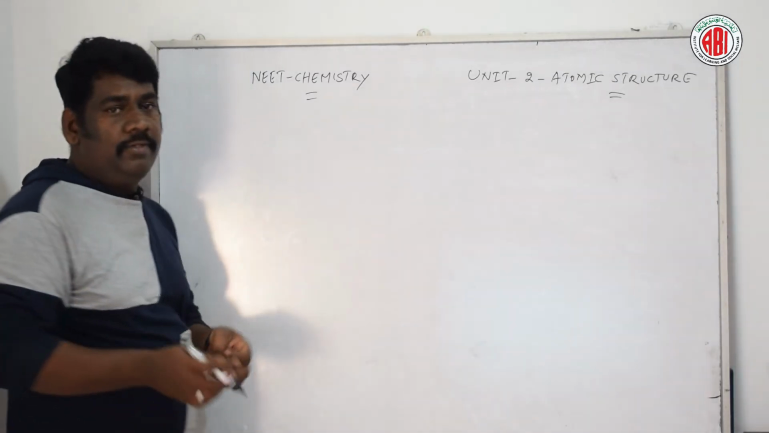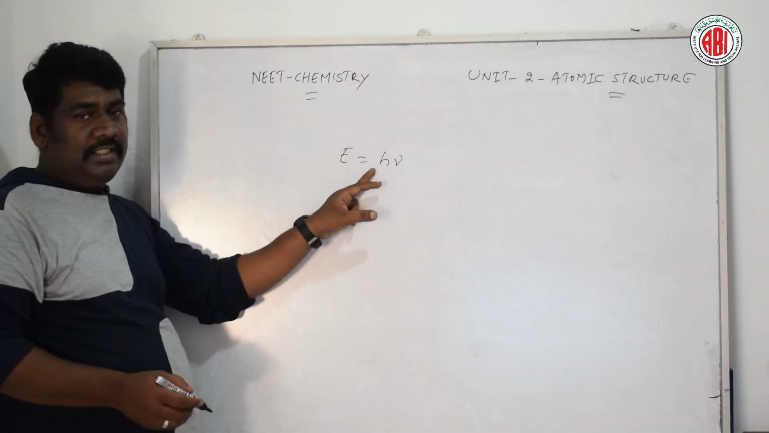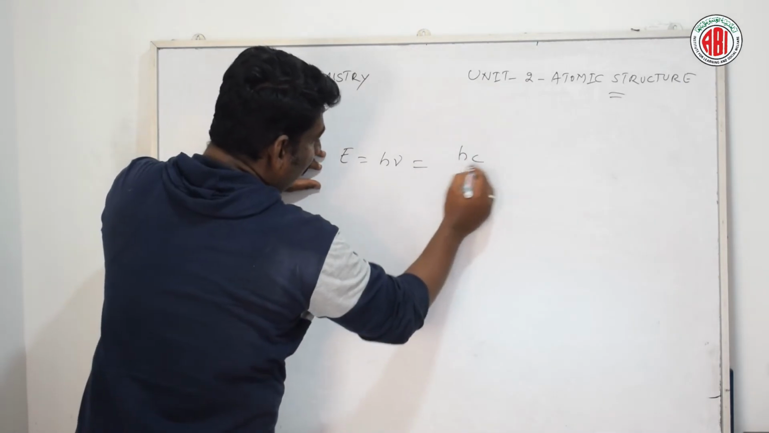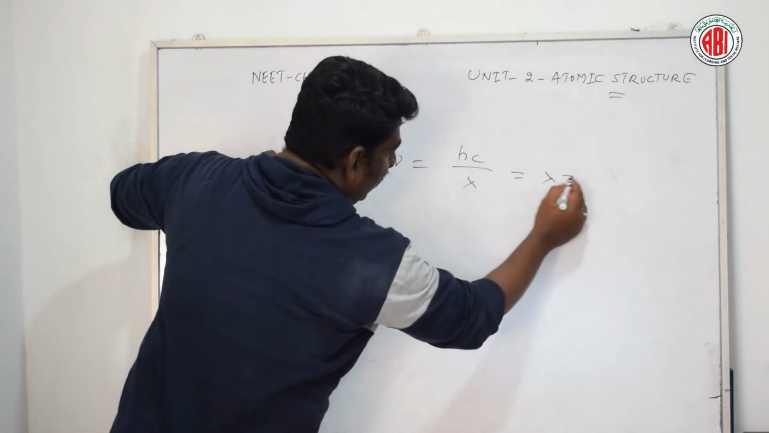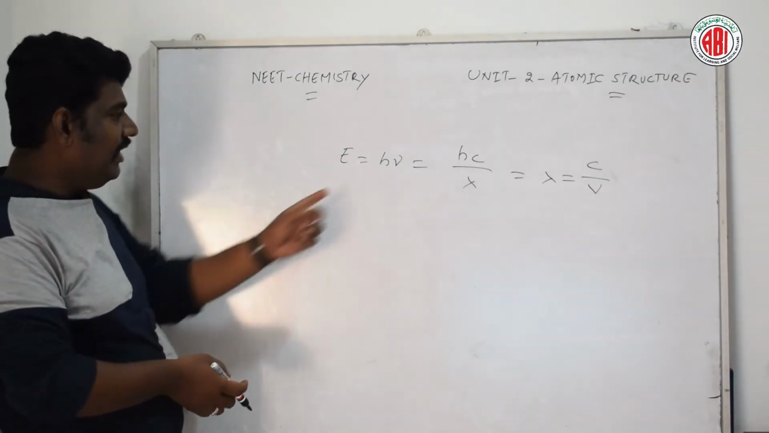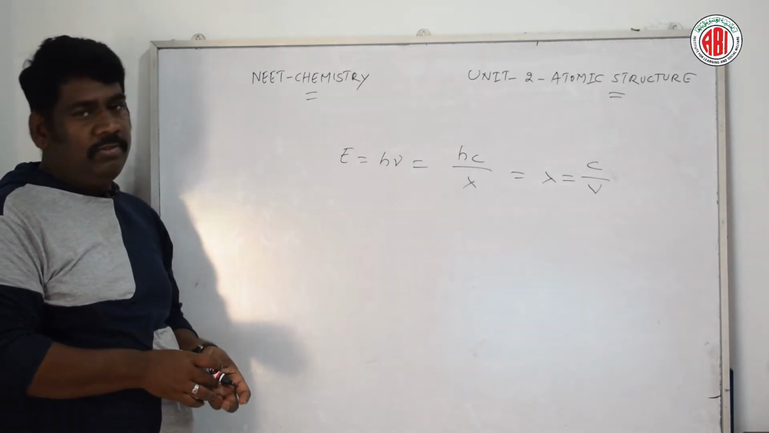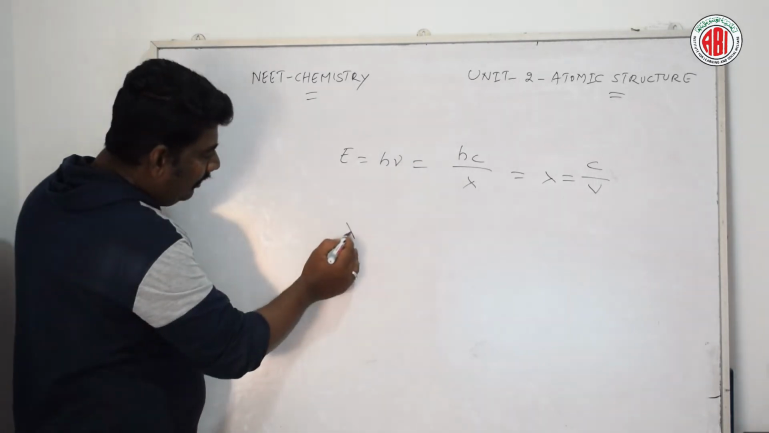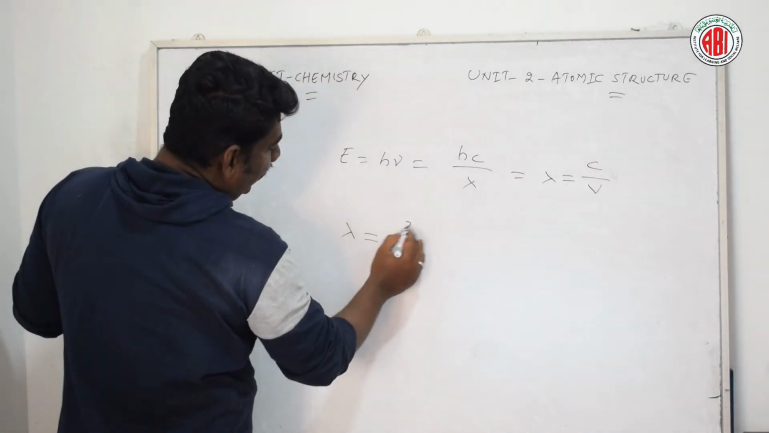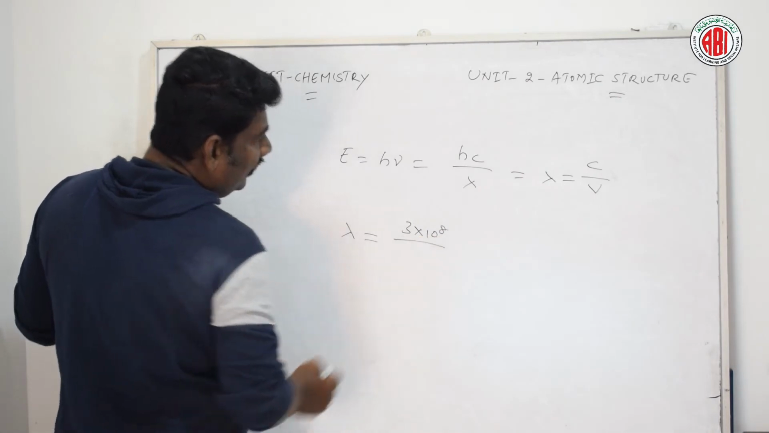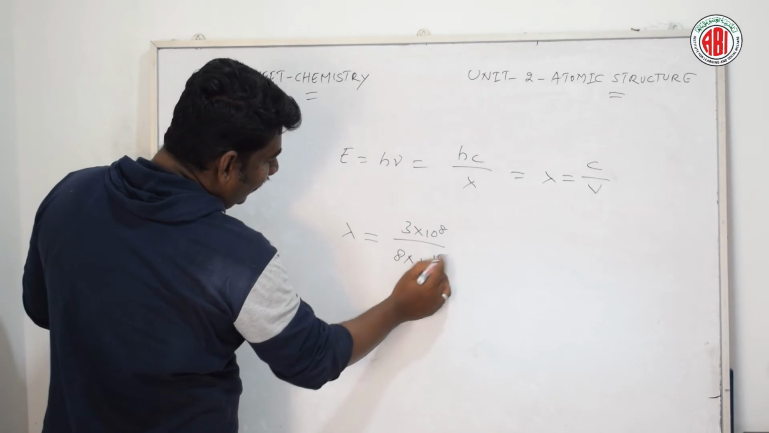According to this particular question, energy E is equal to h nu, that is equal to hc by lambda. So lambda is equal to c by nu. Now let us write lambda. Lambda is equal to c, that is 3 into 10 to the power of 8 meter per second, divided by nu, that is 8 into 10 to the power of 15.